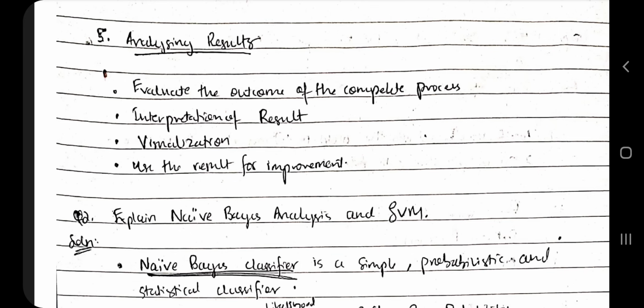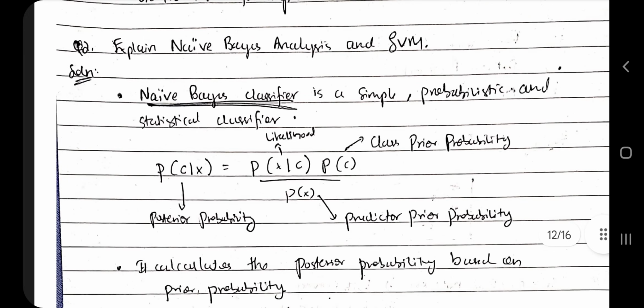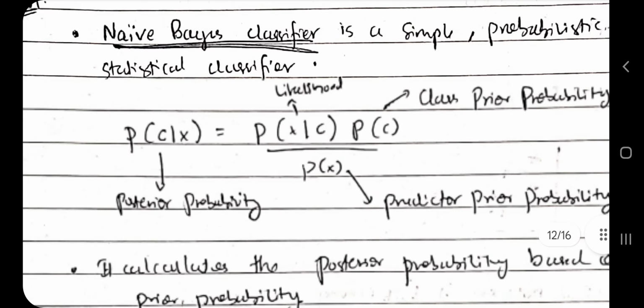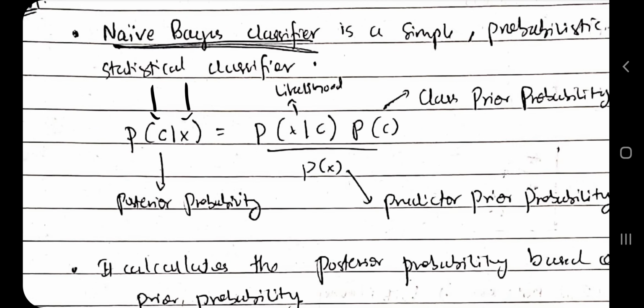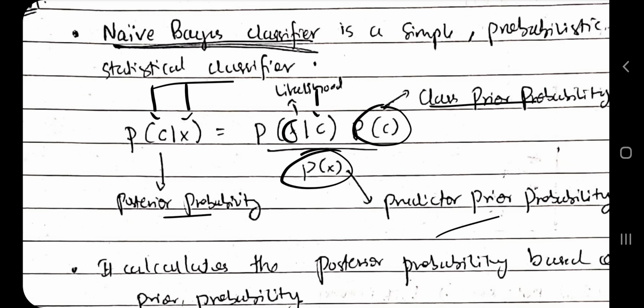So that's all about text mining. Let's move on to the next question, which is explain Naive Bayes analysis and SVM. Naive Bayes analysis and SVM are both models used for the correlation between the items. Naive Bayes uses a simple probabilistic and statistical classifier. This is the formula you need to remember: P of C given X has occurred is equal to P of X given C has occurred times P of C, divided by P of X. Each of these has its separate word, you can read it.